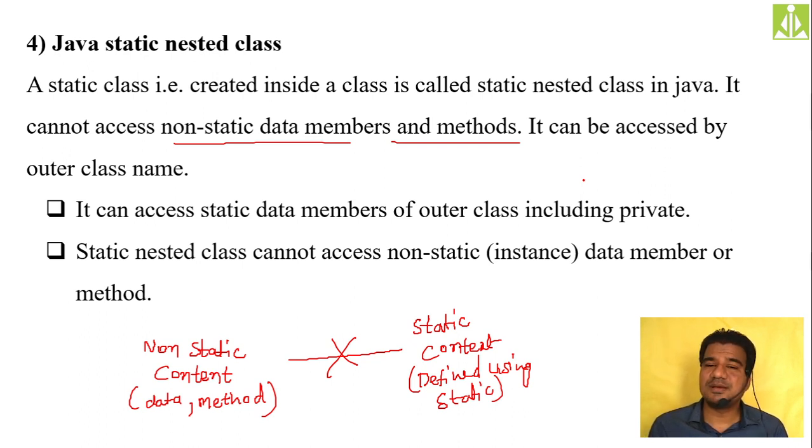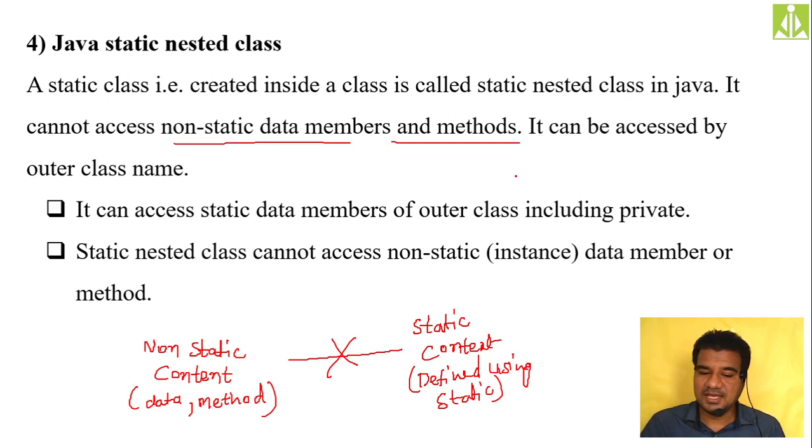When I'm saying a class within a class, we call it a nested class. And I'm saying static nested class. That means it can access only the static data members, even if they are private, because it is a nested class. A nested class can access the private members. So when it is a static nested class, it can access the private static members only. It cannot access non-static members. Remember this one. A static nested class cannot access non-static.